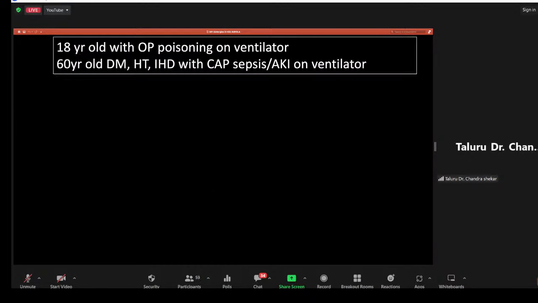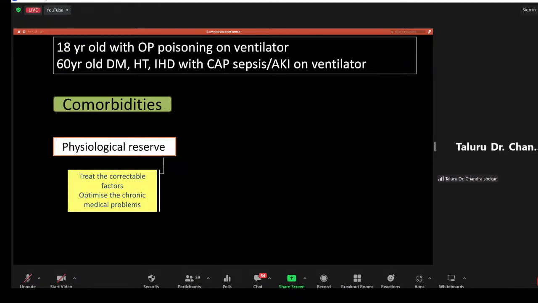See, another point to understand ventilating strategies is, look at here, two patients we have: an 18-year-old, OP poisoning, non-ventilator, and a 60-year-old, diabetic, hypertensive, IHD, with community acquired pneumonia, sepsis, AKI, and ventilator. Do you think you can expect both the patients to behave similarly? Definitely not. So at the onset, I would suggest that you always keep an eye on the comorbidities. Whom are you instituting mechanical ventilation to? That is something that you have to understand.